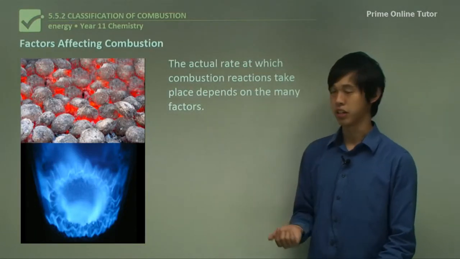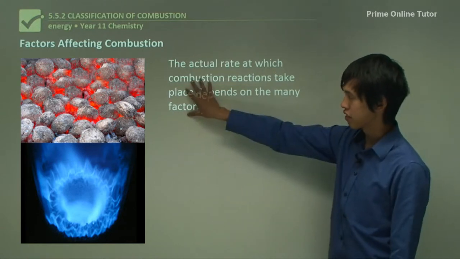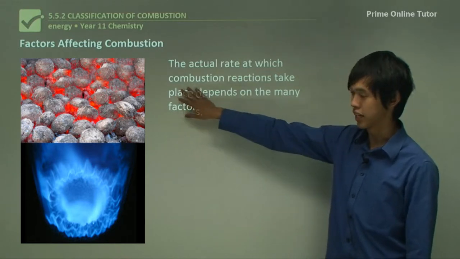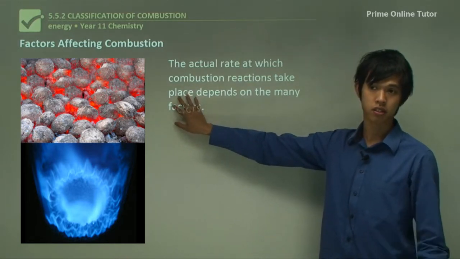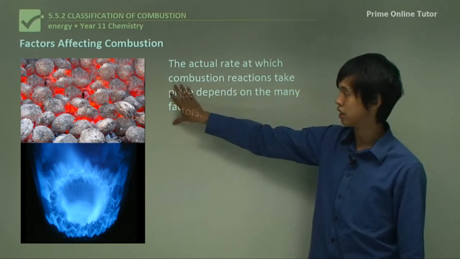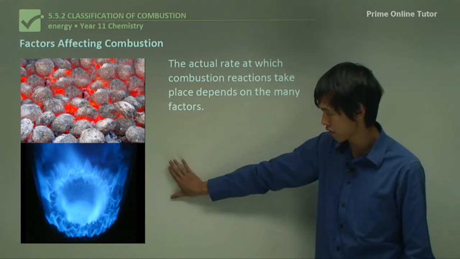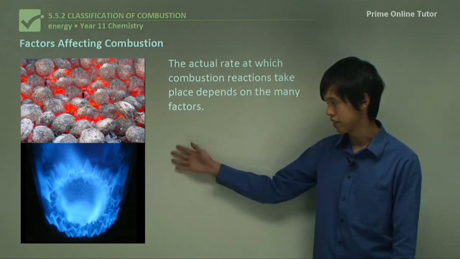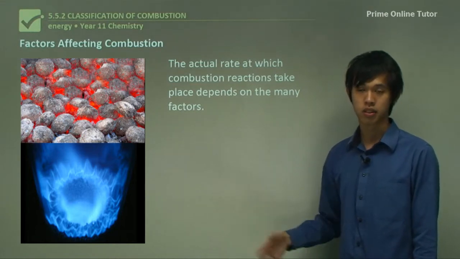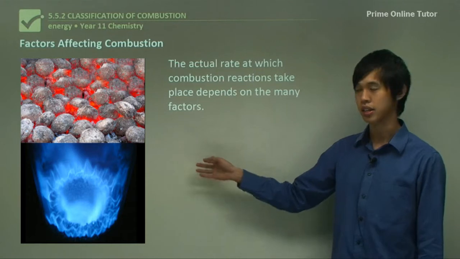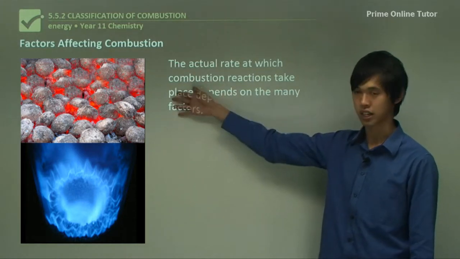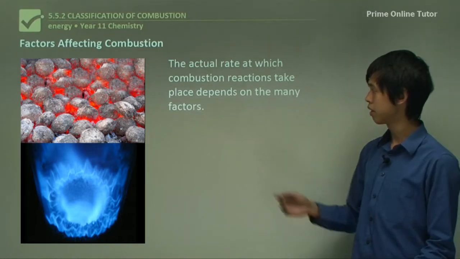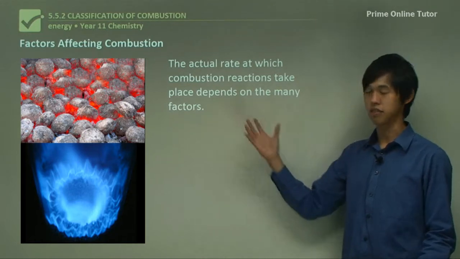Now, factors affecting combustion. You can see in these two pictures that combustion is happening, but they look very different. This is like the combustion you see if you have coals for a barbecue. And this looks more like the combustion you see in your stove if you have a gas stove. This is like a lab burner, and a lot of lab tests are done with these simple burners. You can see the flame structure is very different, so we need to figure out the reasons why. The actual rate of combustion depends on lots of different factors.